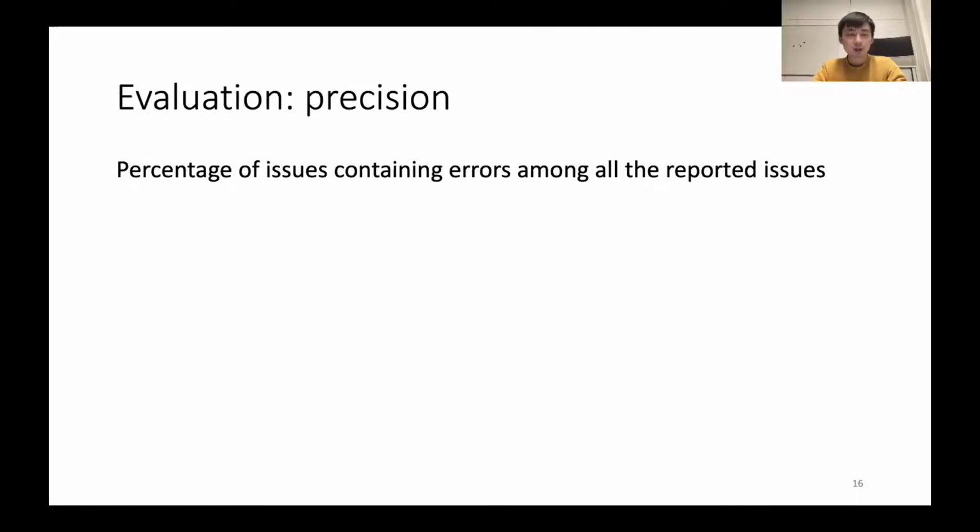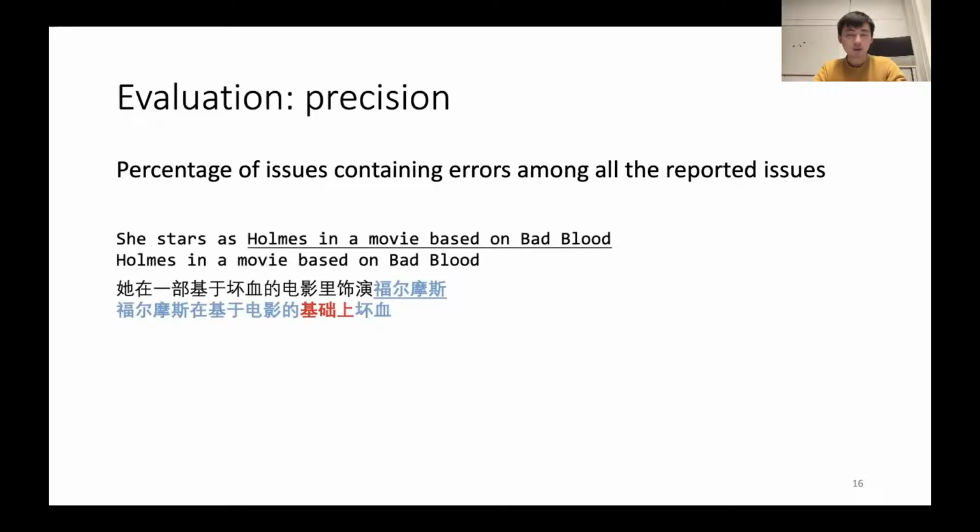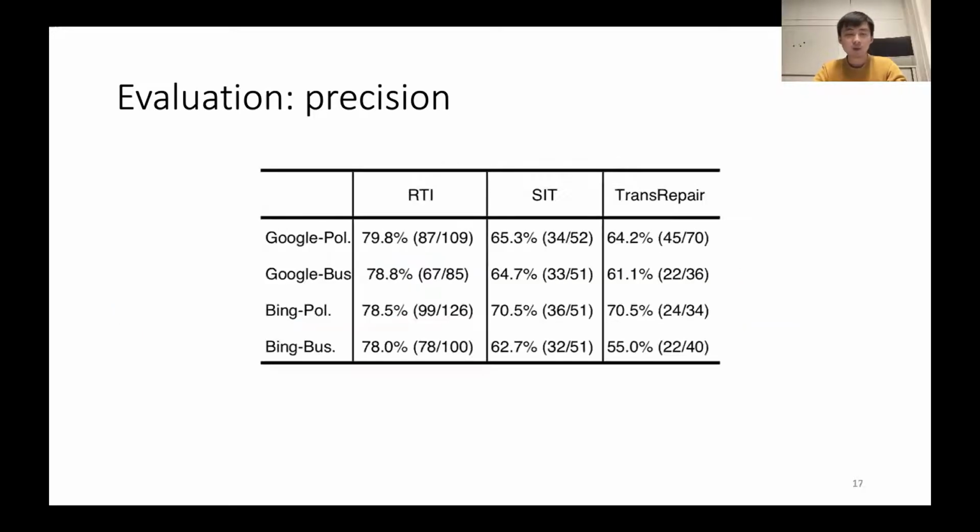Next, let's talk about the precision of our approach, which means the percentage of issues containing errors among all the reported issues. And this is one reported issue. Assume we have 5 reported issues. If 3 of them contain real errors, we say that the precision is 60%. Compared with the existing approaches, we have the highest precision, which is around 80% for all those cases.